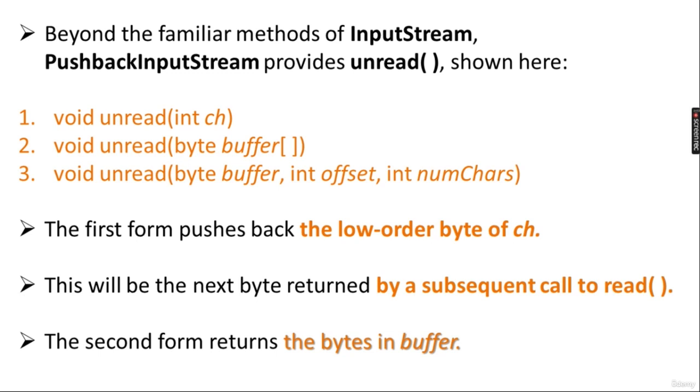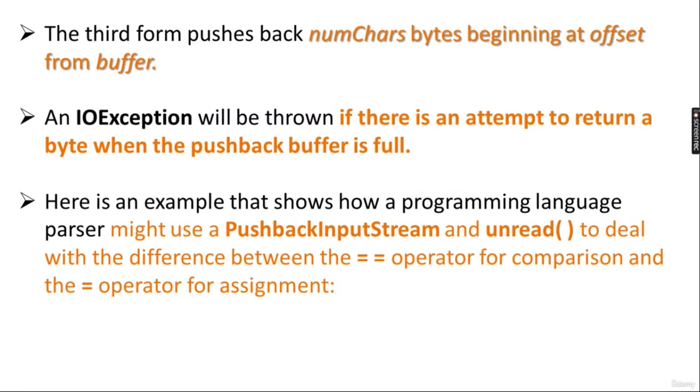The second form returns the bytes in the buffer. Whatever bytes are there will be pushed back to the buffer array. And the third form pushes back numChars bytes beginning at offset from the buffer. So you will specify a particular index, and from that index, how many characters or bytes you have to read and push back. IOException will be thrown if there is an attempt to return a byte when the pushback buffer is full. So that also has a limit.